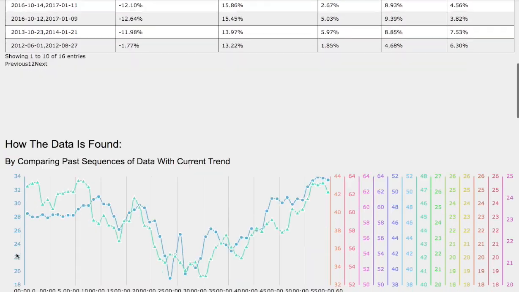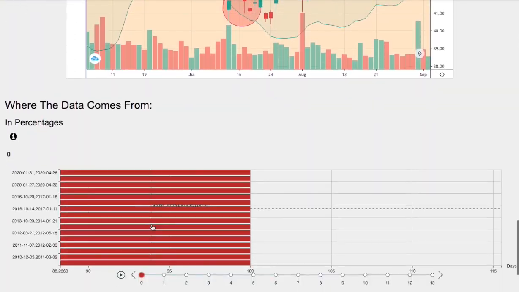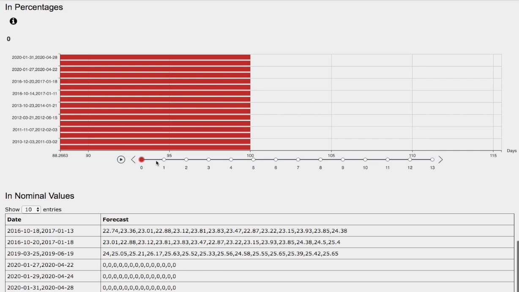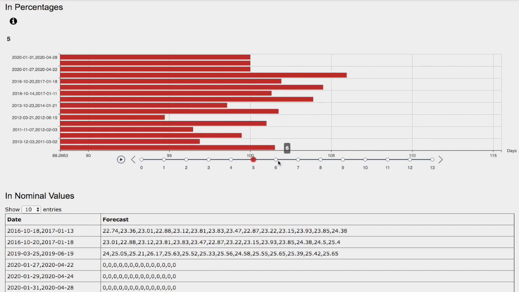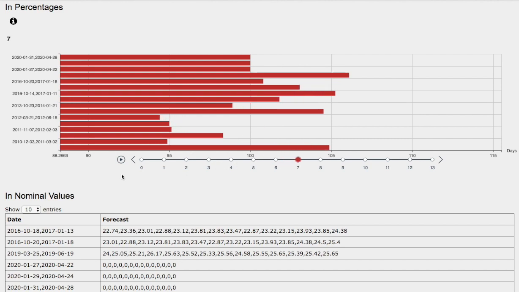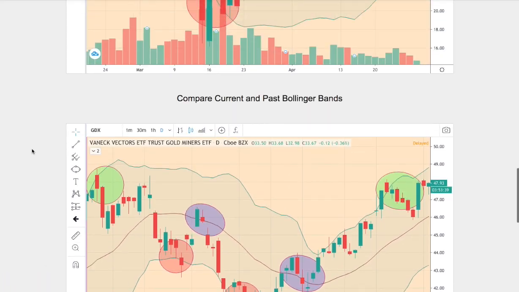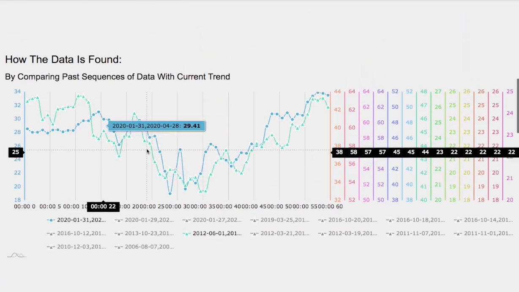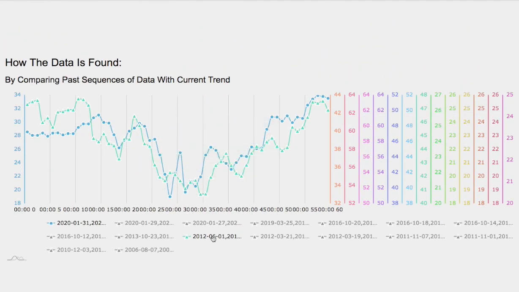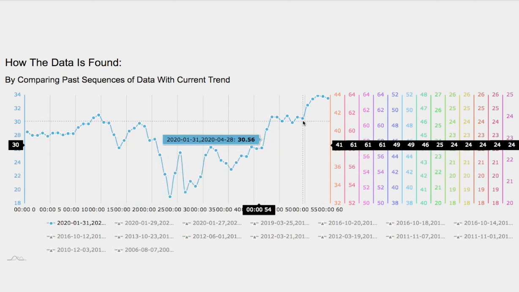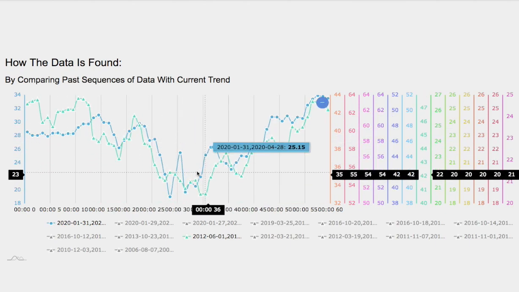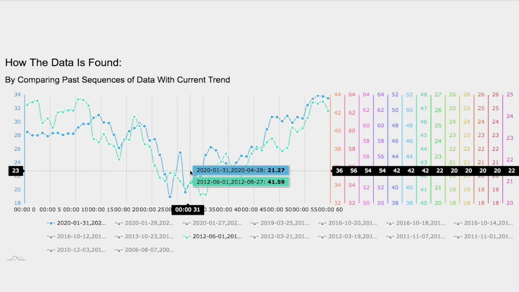So let's head to the day-by-day forecast for GDX. So we have 1 day out, 2 days out, 3 days out, 4 days out, 5 days out, 6 days out, and 7 days out. So which one of these models should we focus on? Ideally, the model that is the best match to the current trend. So on the line graph, we compare the two graphs. Right here we have our current trend, and overlapping it is the trend that I believe is the best match.